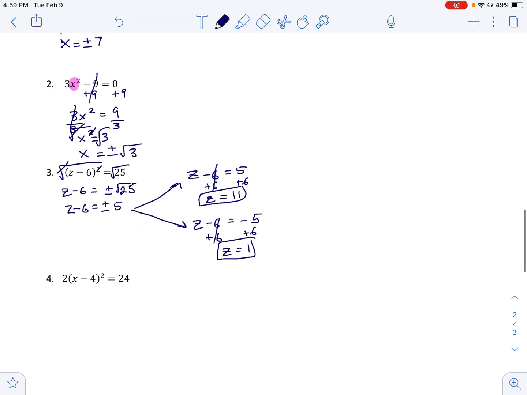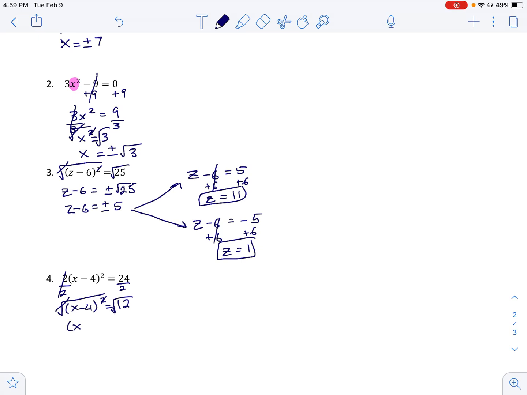All right, for the last one, first we have to isolate our parentheses. So we're going to divide both sides of the equation by 2. So we end up with x minus 4 raised to the second power is equal to 12. Then next we have to get rid of that exponent. So we take the square root of both sides of the equal sign.